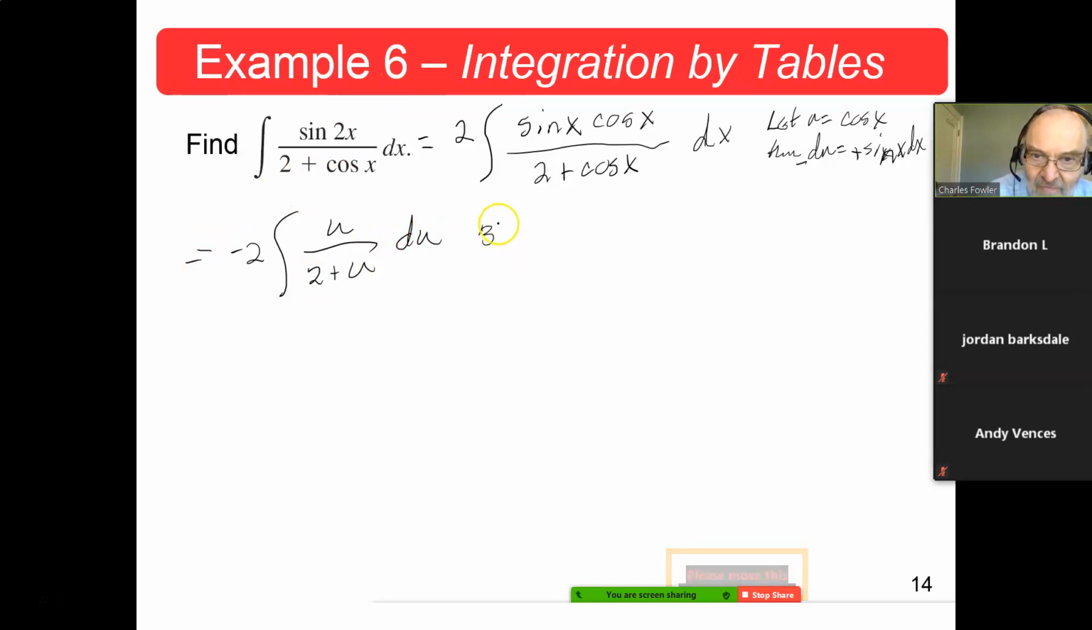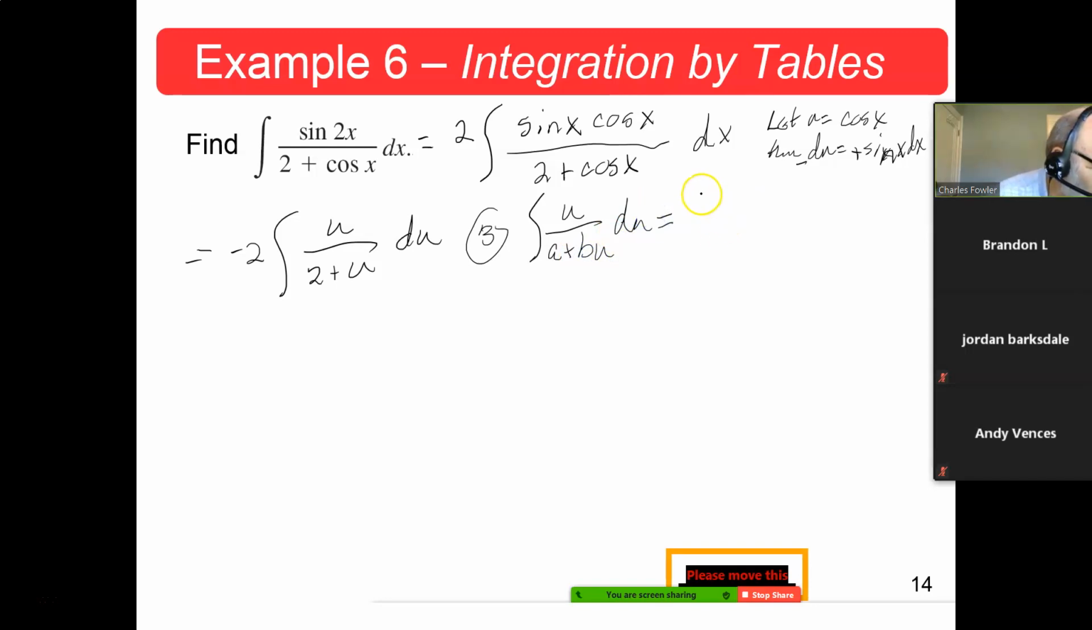Number 3, formula 3 in the back says the integral of u over a plus bu du is equal to 1 over b squared times bu minus a times the natural log of absolute value of a plus bu, plus c.